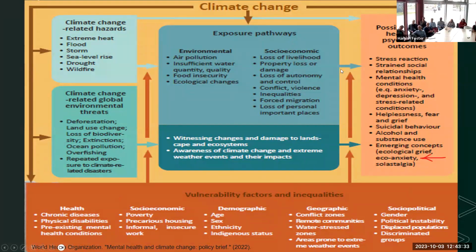And today, I'm just going to focus on a little part of this. So eco-anxiety is an emerging concept in terms of feeling anxious about and worrying about the environment and the climate change.